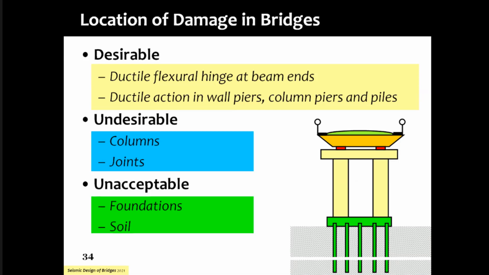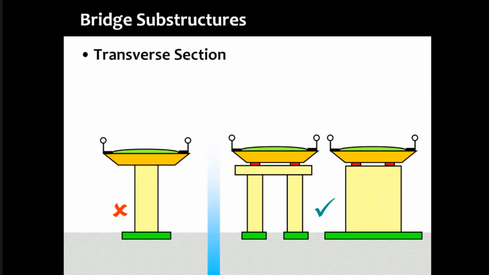But if we are looking at building design, then you will say it is undesirable to have any damage in the columns, and of course nothing in the foundation and soil. So this demarcation, this difference, I want you to learn: in the case of bridges, the piers are the ones where we will want the damage to be concentrated.